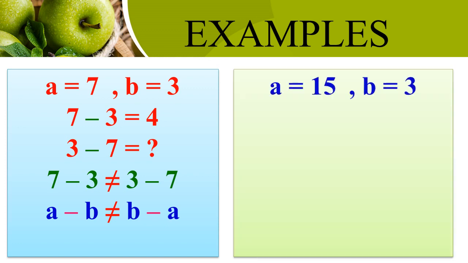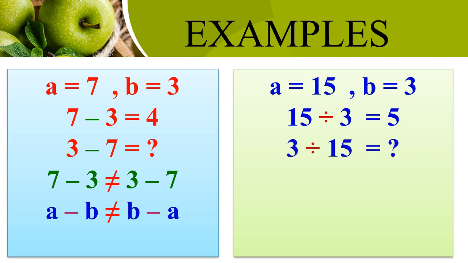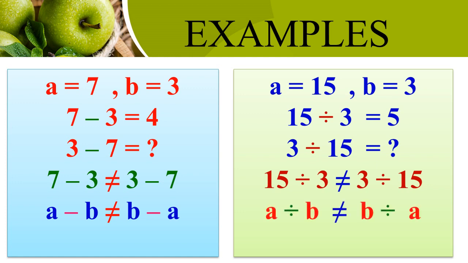Next, A equal to 15, B equal to 3. 15 divided by 3 equal to 5. 3 divided by 15 is not a whole number. So we can easily identify 15 divided by 3 is not equal to 3 divided by 15. Therefore, A divided by B is not equal to B divided by A. Therefore, the commutative property is not true for division.